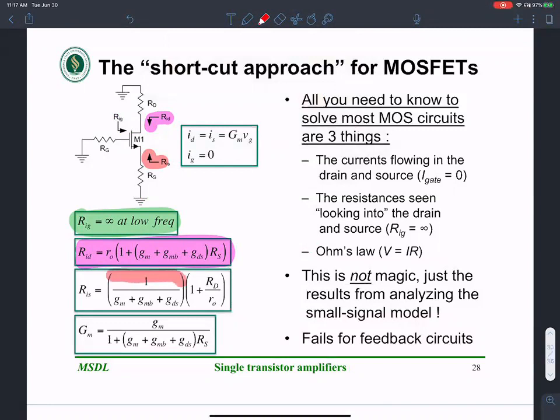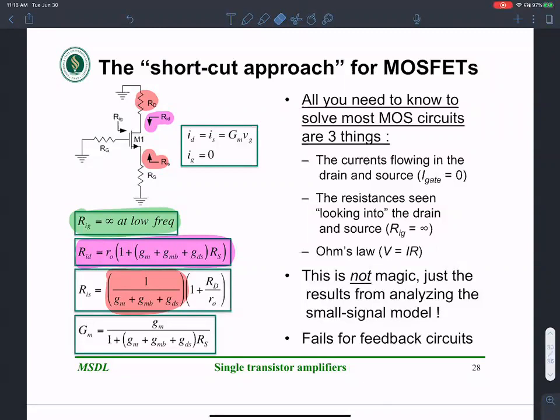1 plus gm plus gmb. This is an interesting result, times 1 plus RD by r0. The resistance in the drain appears to be divided by r0, and the resistance in the source by the resistance in the drain. So 1 plus RD by r0, 1 plus gm, 1 plus gmb plus 1 plus gds. And then you can find out the transconductance as well.